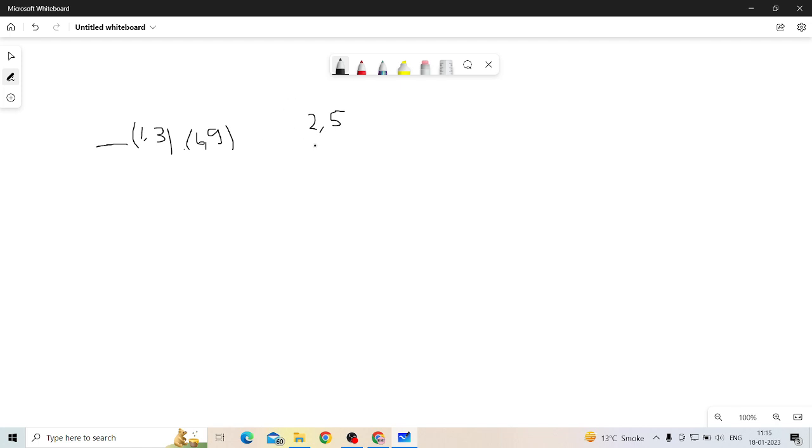It is not okay because it should remain sorted in ascending order, and its start is greater than the other start. Can we insert it at the first position? No, because it is overlapping. The 0th interval is 1 to 3 and the new one is 2 to 5. 2 is coming in between 1 to 3, so it is overlapping. So what can we do?